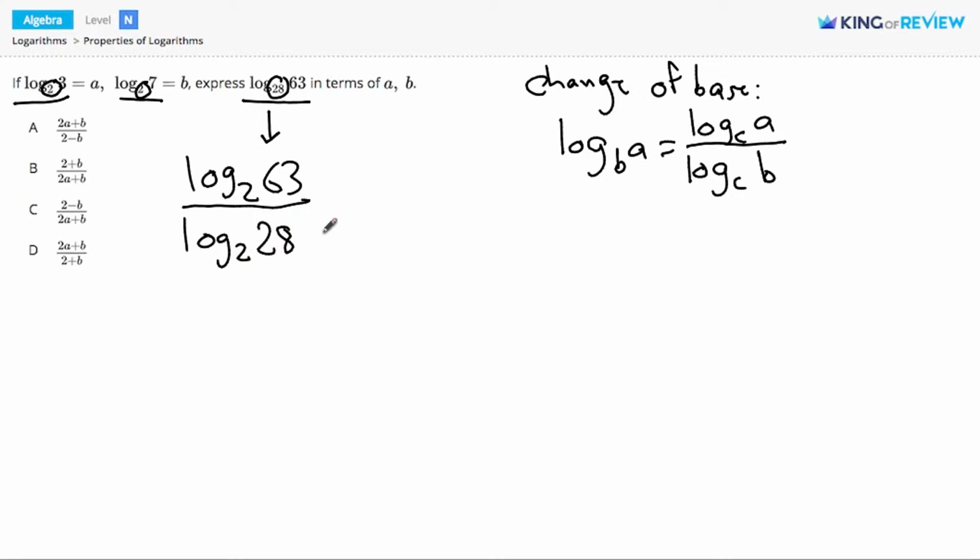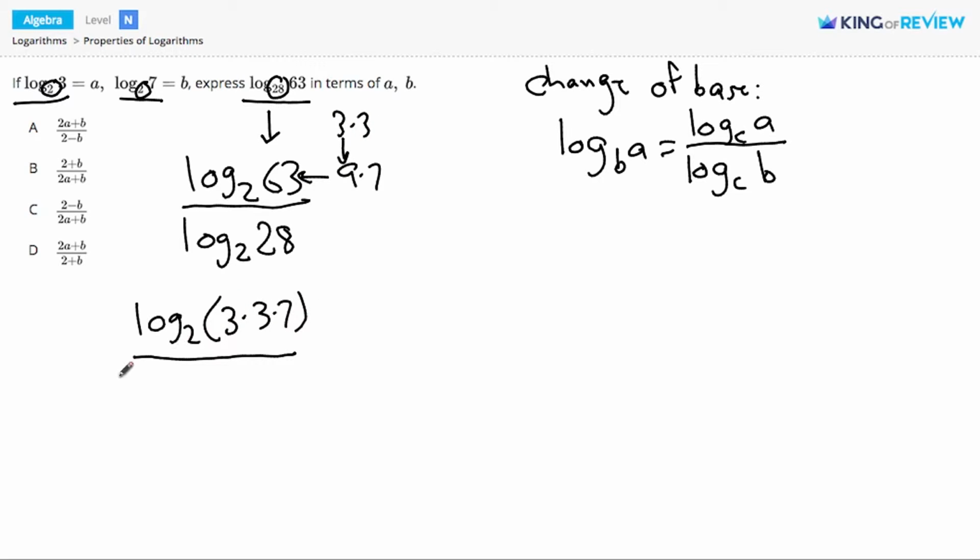Okay, now we still need to turn 63 and 28 into 3 and 7, since those are the numbers in a and b, so let's see if we can factor 63 and 28. I know that 63 is 9 times 7, but I'm not really looking for 9s, I'm looking for 3s and 7s, so let me factor 9 further into 3 times 3. 63 is the same as 3 times 3 times 7.